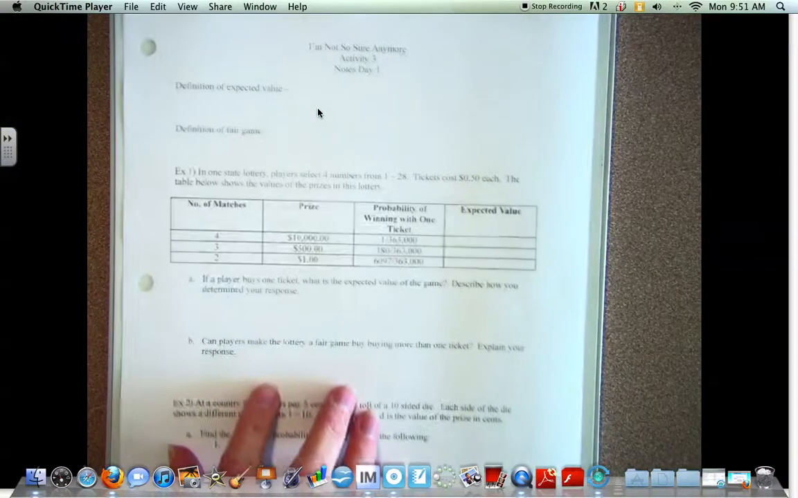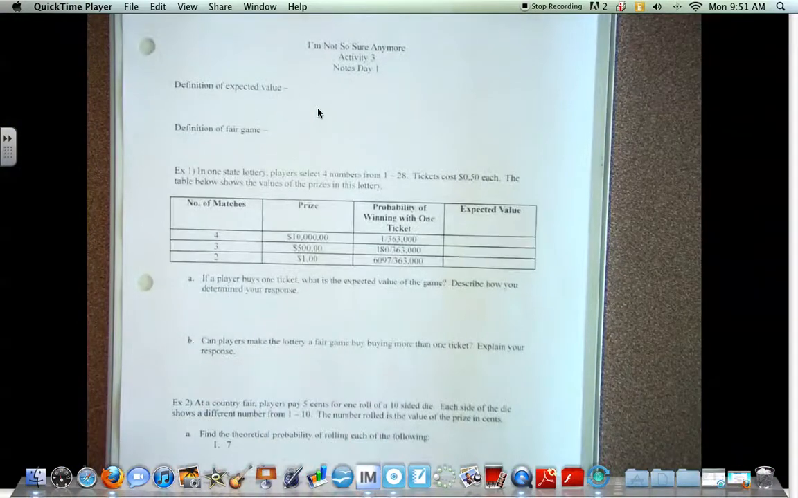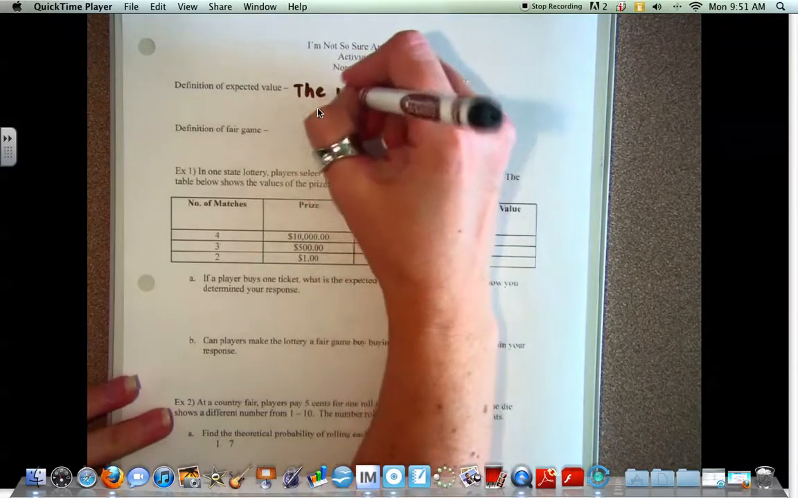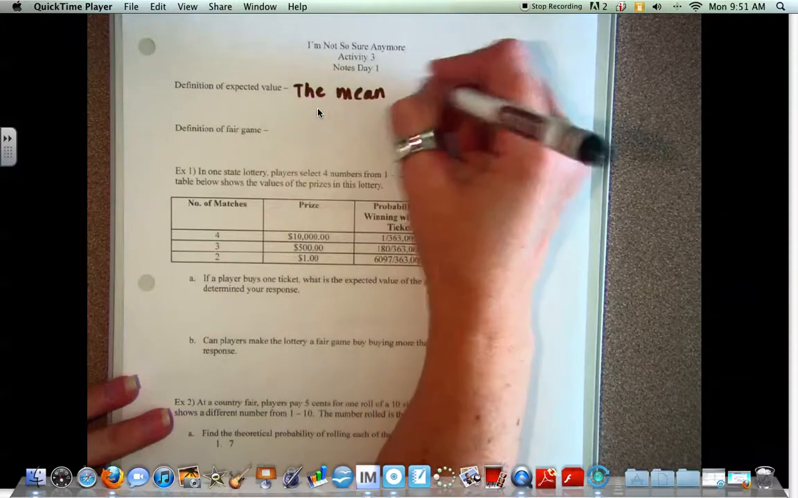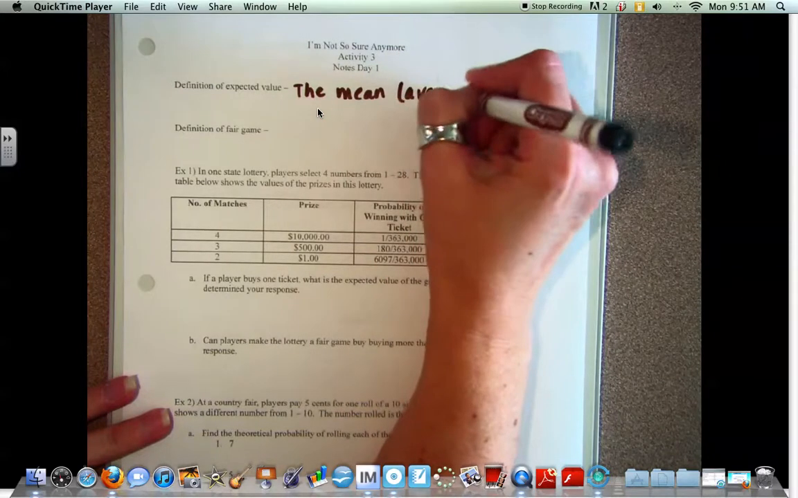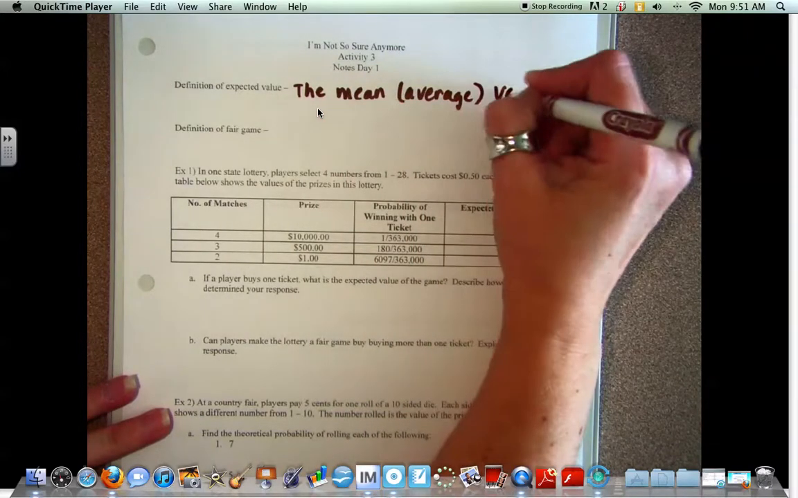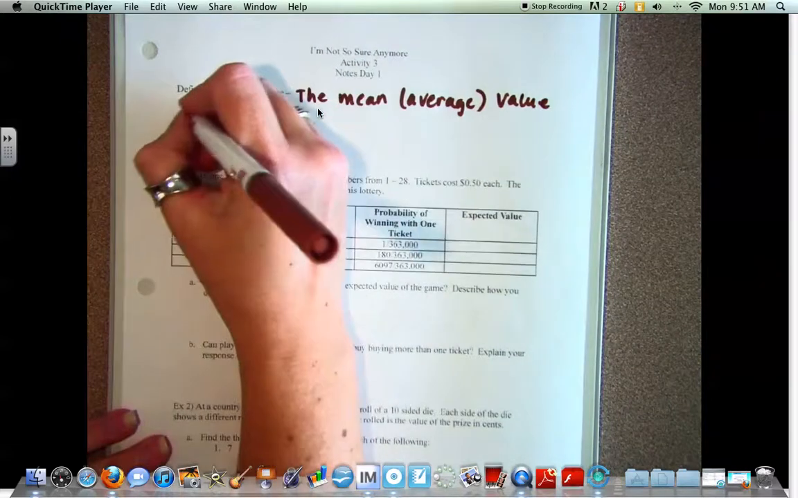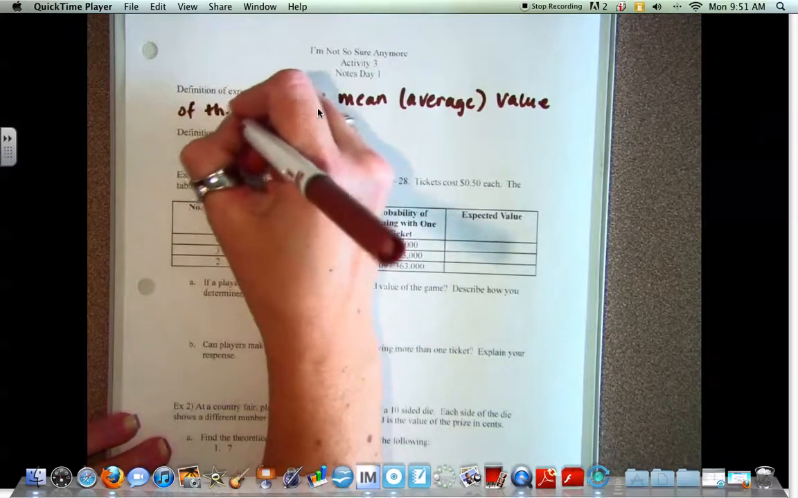All right, we're going to look at finding expected value and determining whether or not something is a fair game. The definition of expected value is the mean or average value of the experiment.